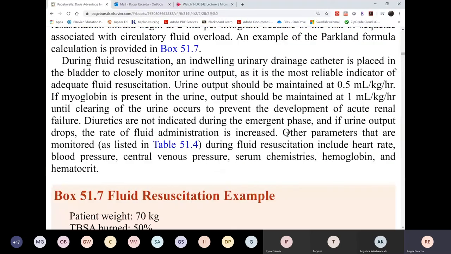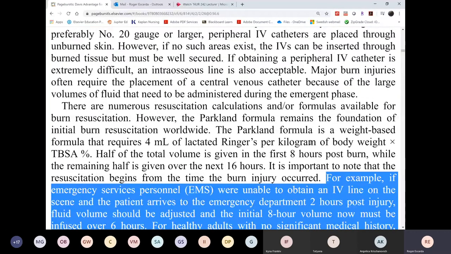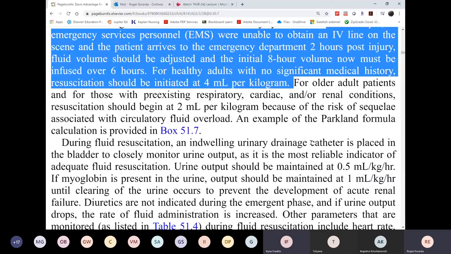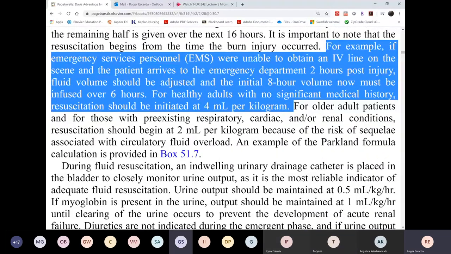Okay. Now, is the Parkland formula perfect though? 4 mL per kilogram per TBSA. Is that perfect? Probably not, because do we know the patient's exact weight? No. Even if you weigh the patient when they get to the ER, is that weight accurate? No, because that is not her dry weight, right? That is the weight of somebody who is already starting to have edema.